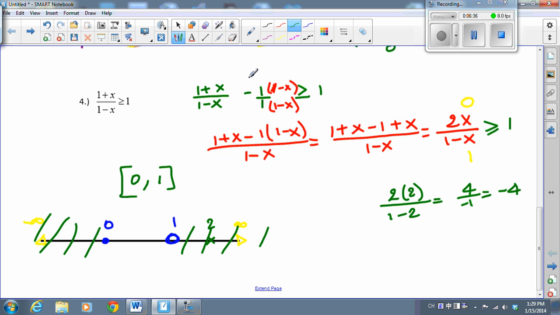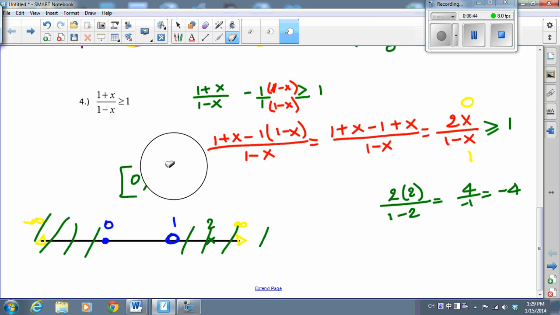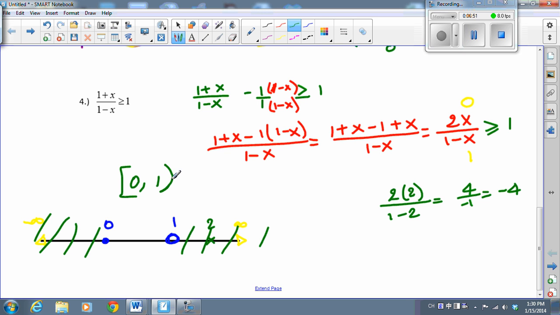All right, let's go ahead and move on to the next problem. By the way, there's a mistake. I just made a mistake here. I cannot close it at 1 because 1 is not part of the domain. So I will say from 0 to 1 with a parenthesis since it was open at 1.